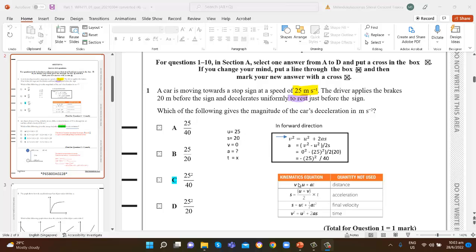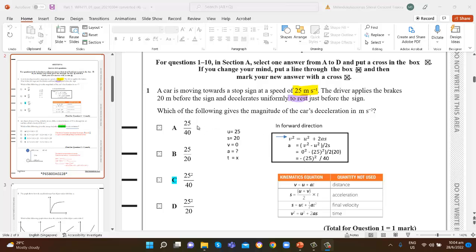Now see, these equations you should know. The quantity not used is distance in v equals u plus at. That means if you want to find distance, you have to use this. Likewise, for acceleration, you have to use this. Here final velocity is not there, so if final velocity is not given, you have to use this. If distance is not given, you have to use this. If time is not given, you have to use this, because time is not there in this equation. So you know what to use.